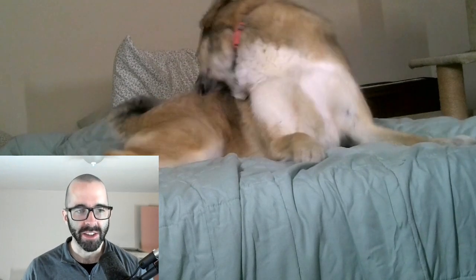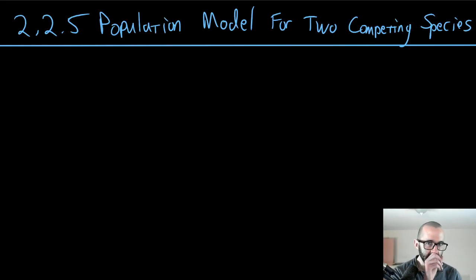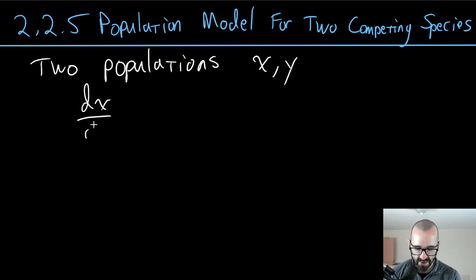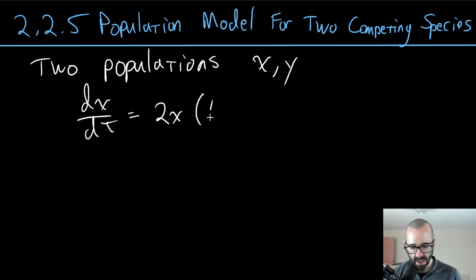But what is relevant to you is that today we're going to be talking about population models for two competing species. So we're going to start by introducing two populations, X and Y, Rainies and Hatties. No, maybe not. And I'm going to tell you something about these populations. I'm going to tell you that the rate of change of that first population is going to be double the current population times 1 minus that population over 2.